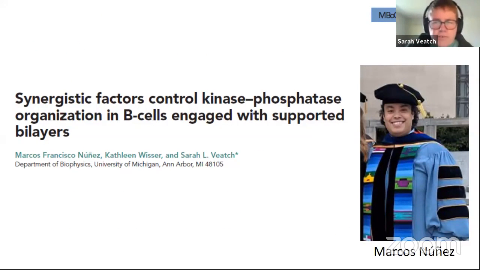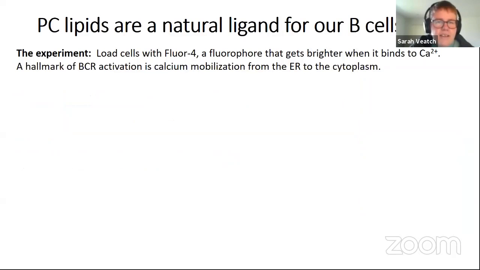Okay, so enter Marcos and the news story that I'm going to tell you about today. Okay, so the first thing we showed, or we realized and reproduced from the literature, is that for some reason our cells are responsive to PC lipids. And one way you can see this is by loading your cells with a fluorophore that gets brighter when it's in a higher calcium environment.